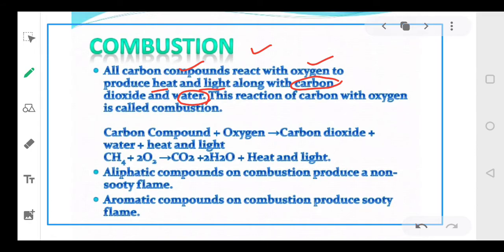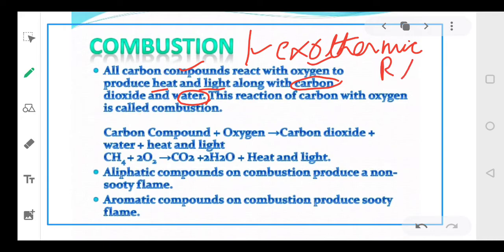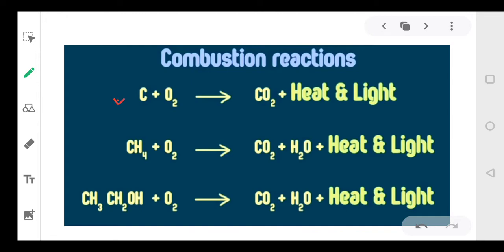So combustion is basically an exothermic reaction, because heat and light is produced. So carbon compounds react with oxygen and produce carbon dioxide, water, heat and light. Any carbon compound that you can take. Let's suppose carbon is there. Carbon will react with oxygen, form carbon dioxide and release heat and light.